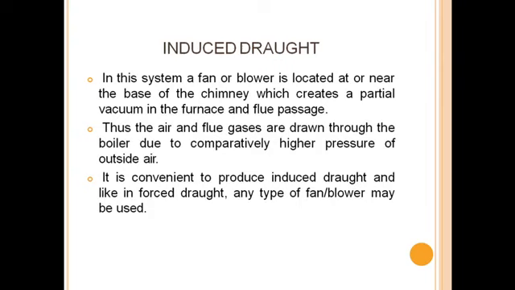In induced draught, a fan or a blower is located at or near the base of the chimney, which creates a partial vacuum. Remember, it creates a partial vacuum in the furnace and the flue passage, and thus the air and the flue gases are drawn through the boiler due to the comparatively higher pressure of the outside air, and it is very convenient to produce induced draught. And like in forced draught, any type of fan or blower may be used.